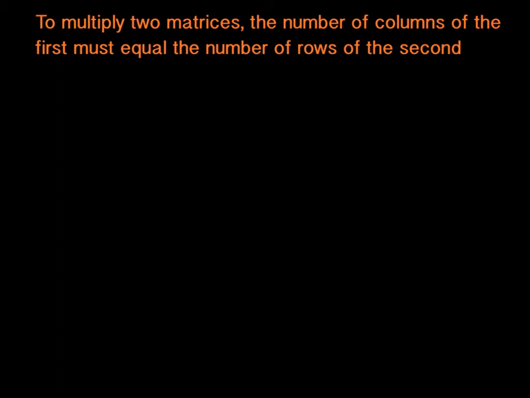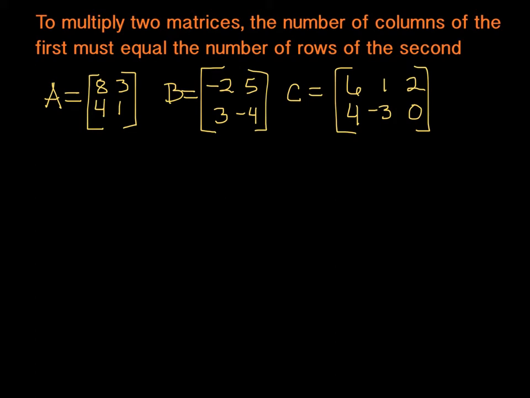So to multiply two matrices, the number of columns of the first matrix must equal the number of rows of the second one. So say that to yourself again. The columns of the first must equal the rows of the second. So here I've given you three new matrices to work with. A is 8, 3, 4, 1, B is -2, 5, 3, -4, and C is 6, 1, 2, 4, -3, 0. So the dimensions of A are 2 by 2, 2 rows by 2 columns. B is also a 2 row by 2 column, and C is a 2 row by 3 column.